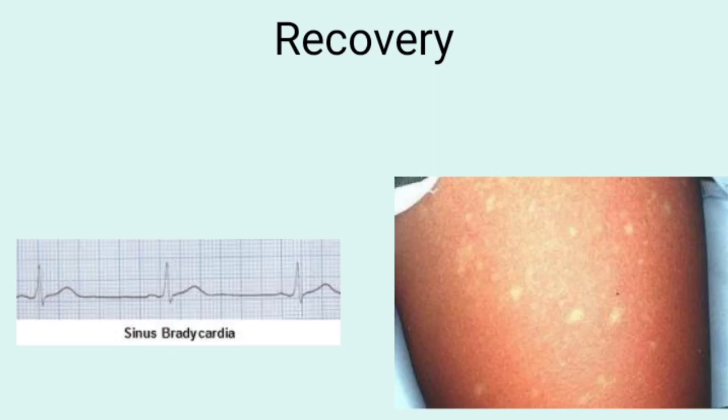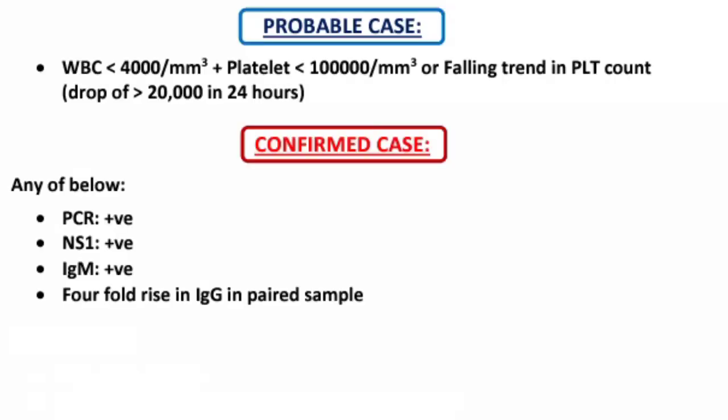One is the rash, second is the bradycardia. Now, this picture is basically showing the revised dengue admission criteria for dengue patients. So, what is a probable case of dengue? This slide is very important.